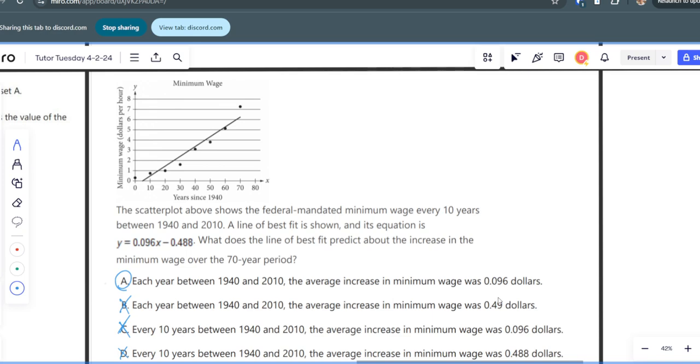That slope of 0.096 means that every year the average increase in the minimum wage is $0.096. So, like 9.6 cents per year. Obviously, it's not like it happened every year, but the scatter plot, the line of best fit, is telling us that that's a model for our data.